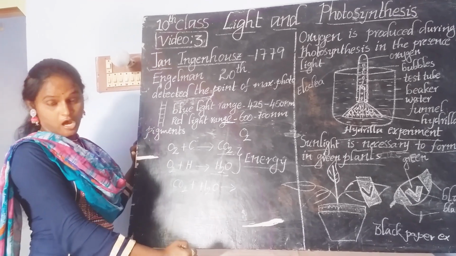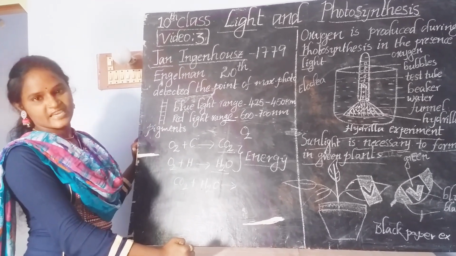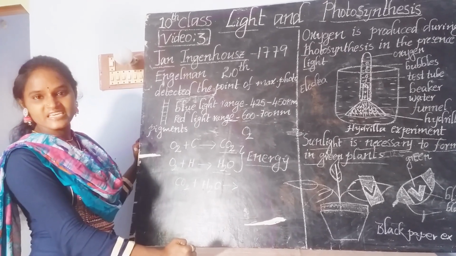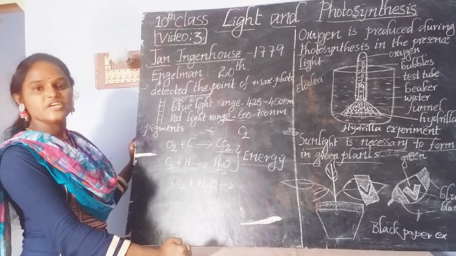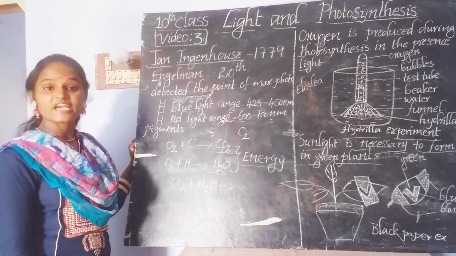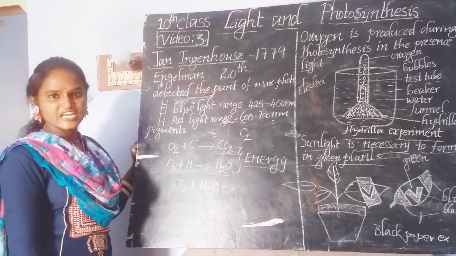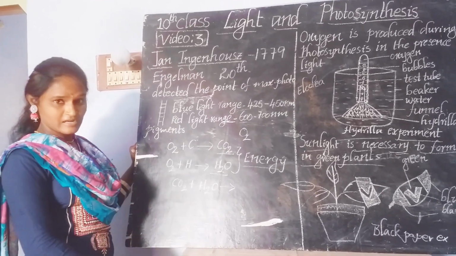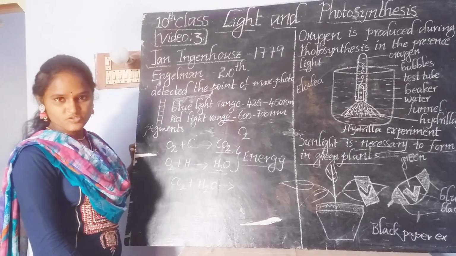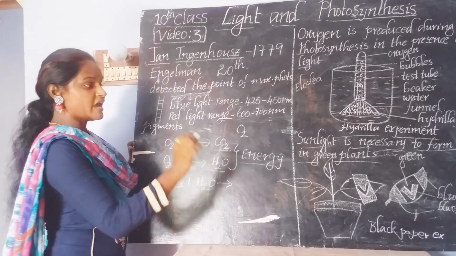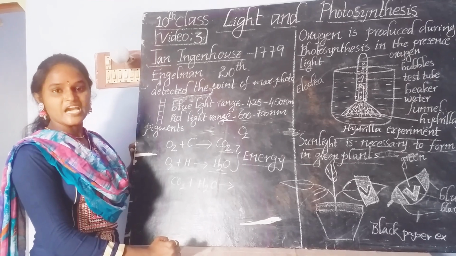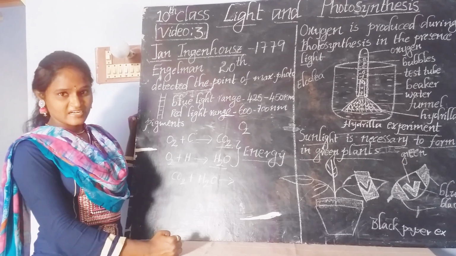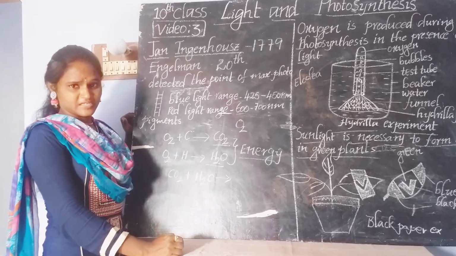John Ingenhousz was a Dutch scientist, and he conducted his experiments by taking a Hydrilla plant. We all know that it is an aquatic plant. Any kind of aquatic plant you may take, and we are able to conduct the experiment like John Ingenhousz. For his experiment, he took a Hydrilla plant, which is an aquatic plant, and he started the experiment.